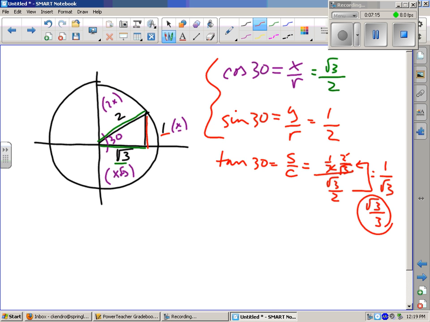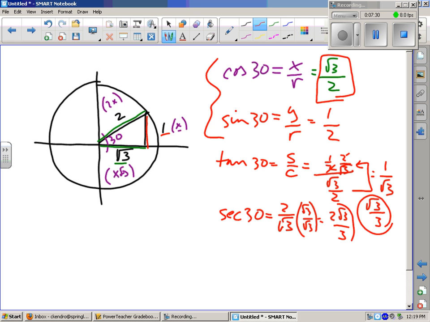Okay, let's go to secant. Secant is 1 over the cosine. This is cosine. Flip it over, I get 2 over root 3. Get the radical out of the bottom. I'm left with 2 root 3 over 3. And then cosecant. Cosecant is flipping the sine over, the evil twin, so I get 2 over 1, which is just plain old 2. So we have all our answers up.